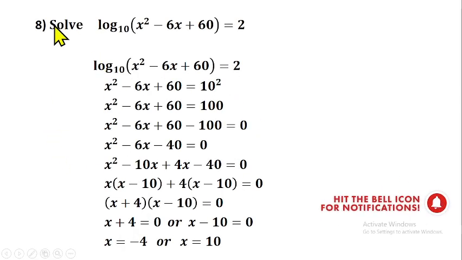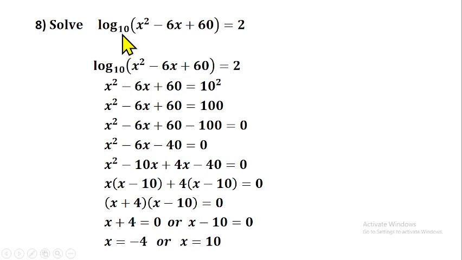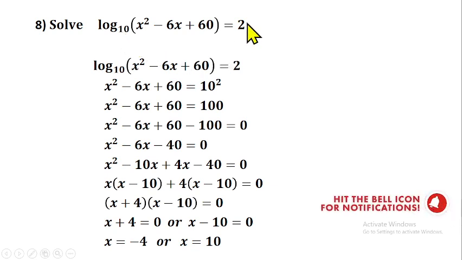So look at this as well. Let's use our understanding of the definition of logarithm to solve this question. We have the log of s squared minus 6s plus 60 base 10 to give us 2. How many times can we raise 10 to get whatever we have in the bracket? That's still the same thing we have here. So we can raise 10 to the power 2 to get whatever you have in the bracket.